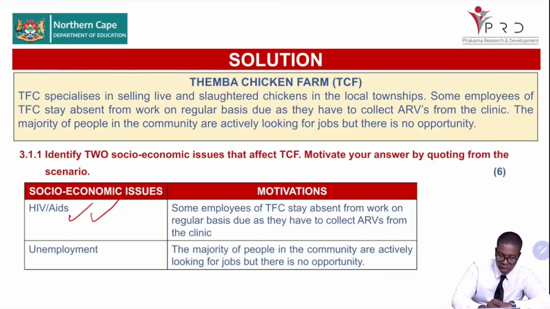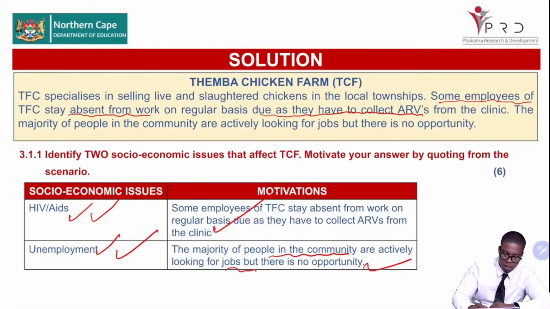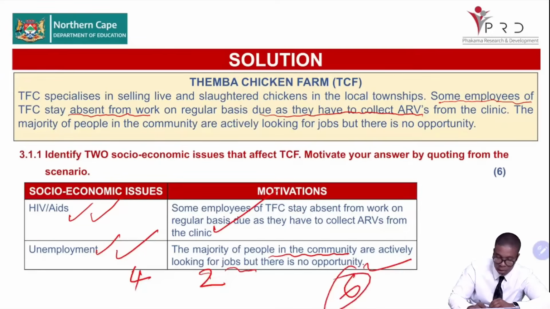Yes, HIV and AIDS. What is the motivation? The motivation to choose HIV and AIDS is because Temba Chicken Farm says some employees stay absent from work on a regular basis due to the fact that they have to collect ARVs. So that is the correct motivation. Unemployment, yes, because the majority of the community are actively looking for jobs, but there are no opportunities. So it's 2 here, is 4 for identifying, and is 6 in total.